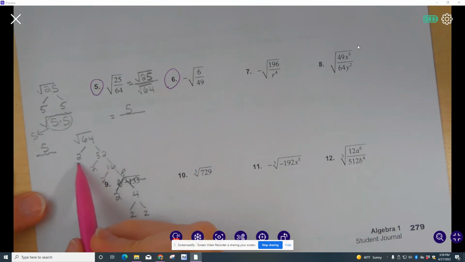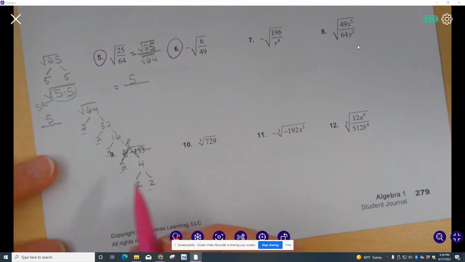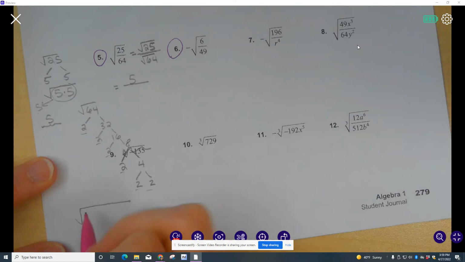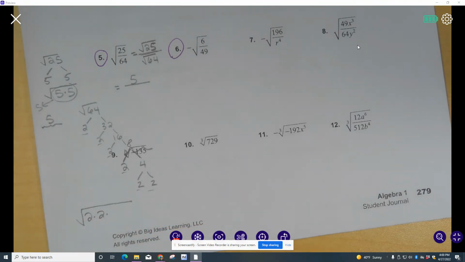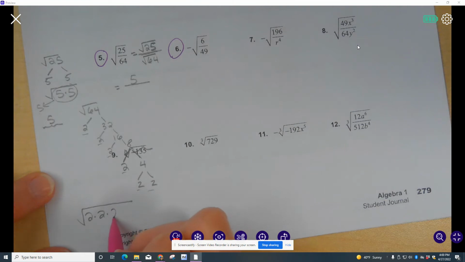Okay, so I have 1, 2, 3, 4, 5, 6 2's. So 64 is the same as 2 times 2. Oops, sorry about that. 6 2's. 1, 2, 3, 4, 5, 6.